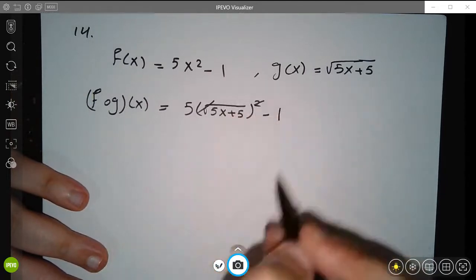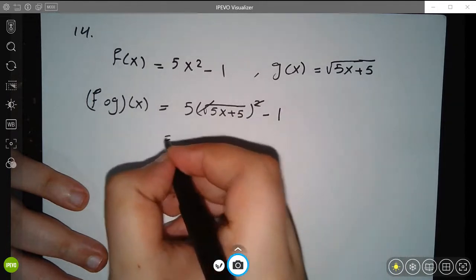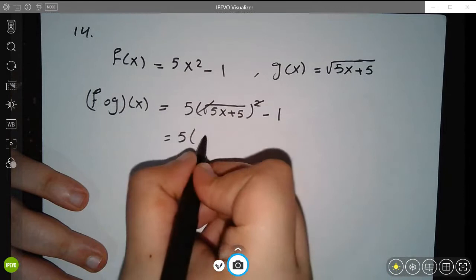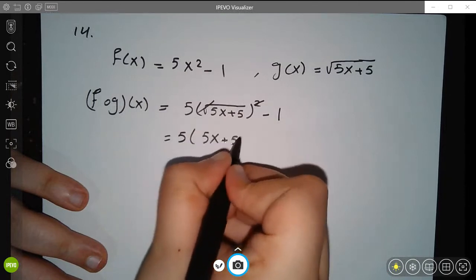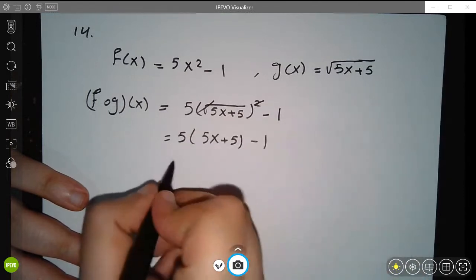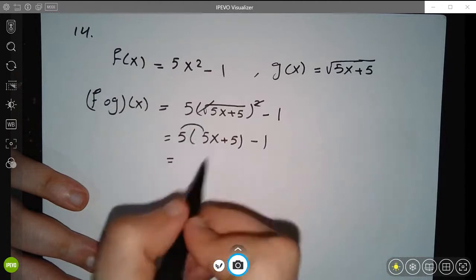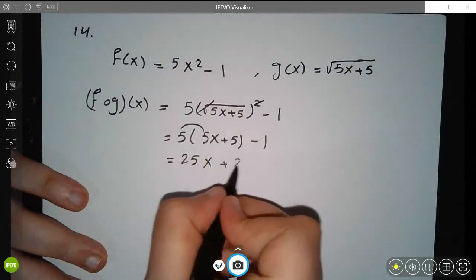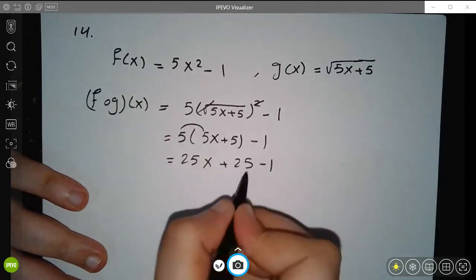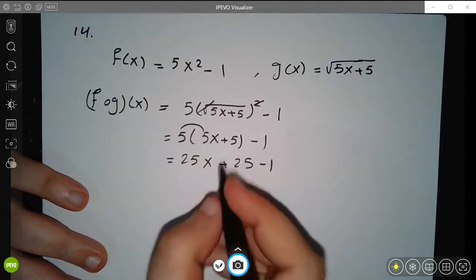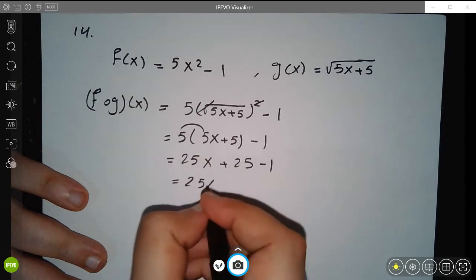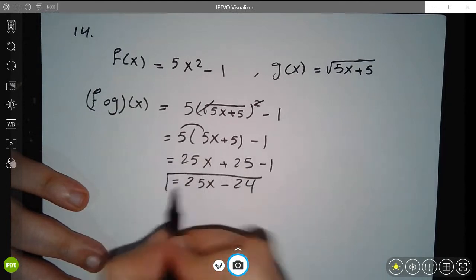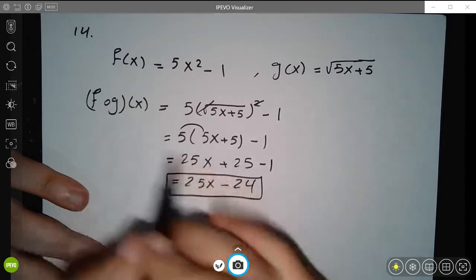So correct. When you square a root, the root disappears, correct? So this cancels with the 2 over here. And you end up with what? 5 times 5x plus 5 minus 1. Okay. So 5 times 5x is 25x. And 5 times 5 is 25 minus 1. These add up to 24. So you have 25x plus 24. So that's the answer for the composition of G and F.